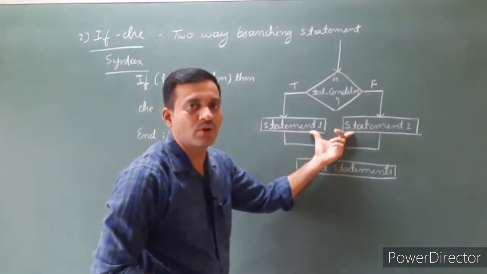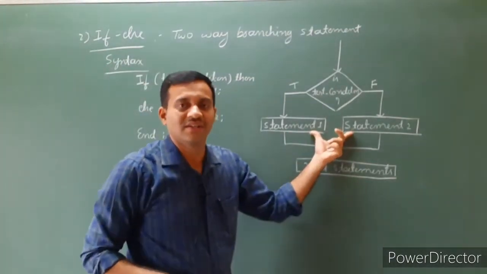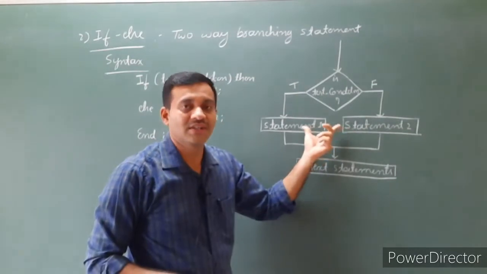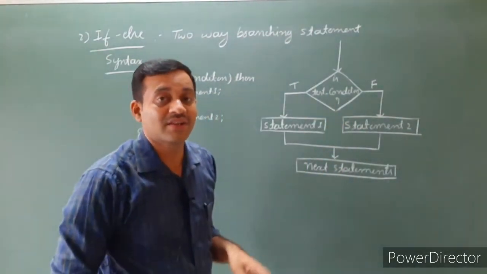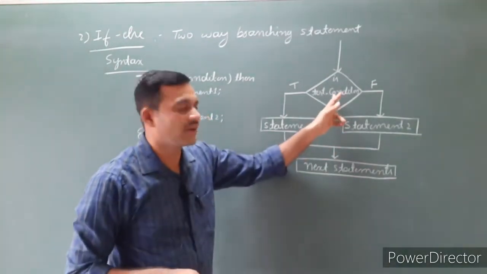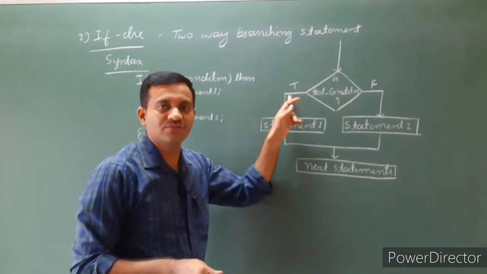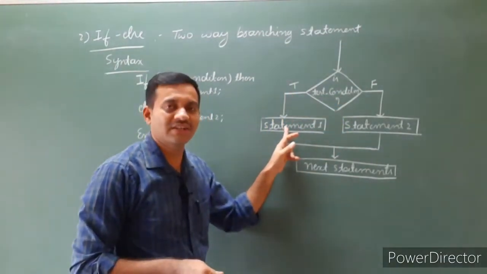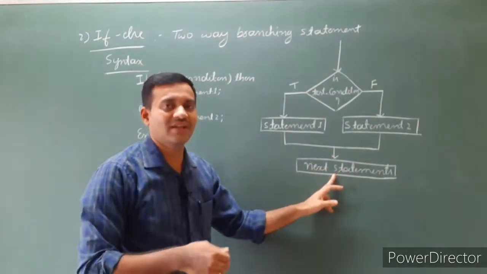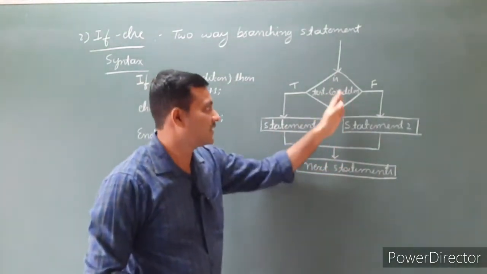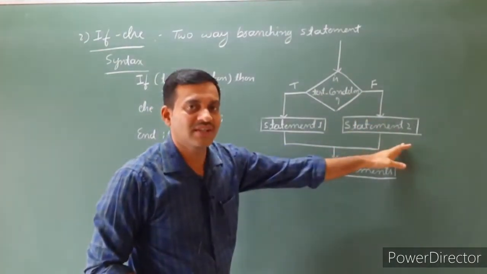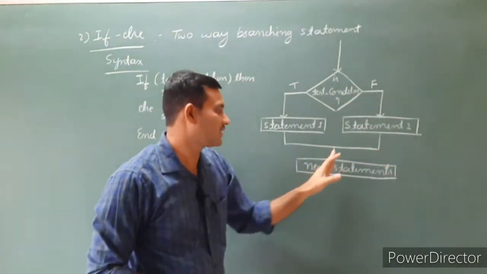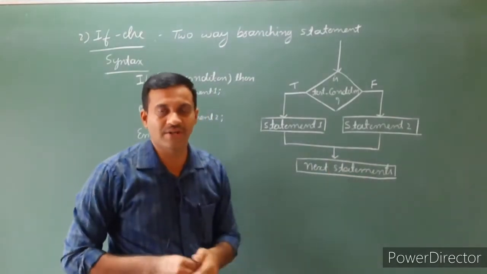This is the flow chart of if else. There are two alternatives, that is two sets of statements, and only one set is selected, not both. First verify the test condition. If it is true, statement 1 is selected, then the rest of the statements are executed. If the test condition is false, then statement 2 is selected for execution, then the rest of the statements are executed.